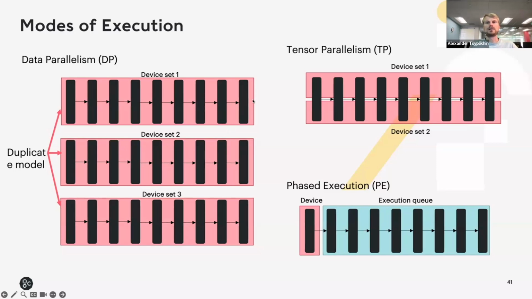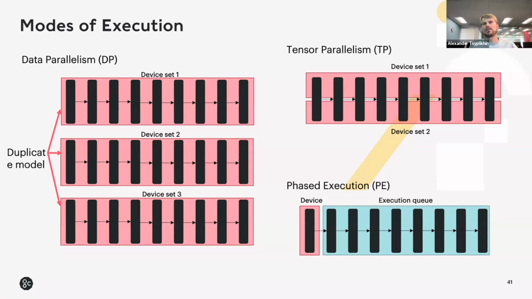Another parallelism that is important for very large models is called tensor parallelism. It was described in several papers. One of the first was the Megatron paper, which implements one-dimensional tensor parallelism, which I will describe on the following slides.